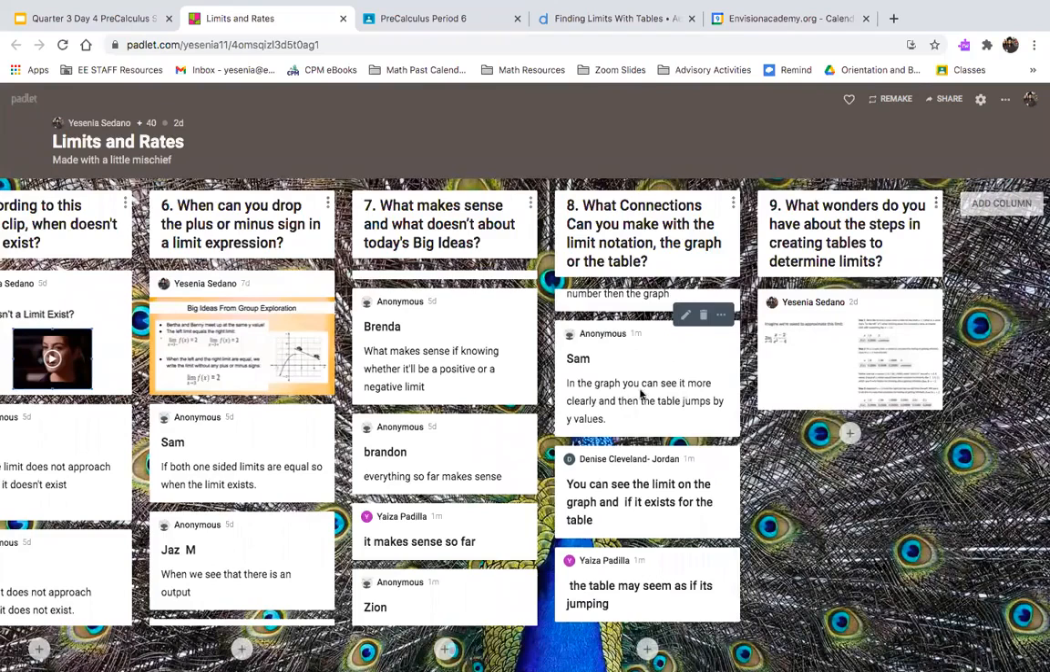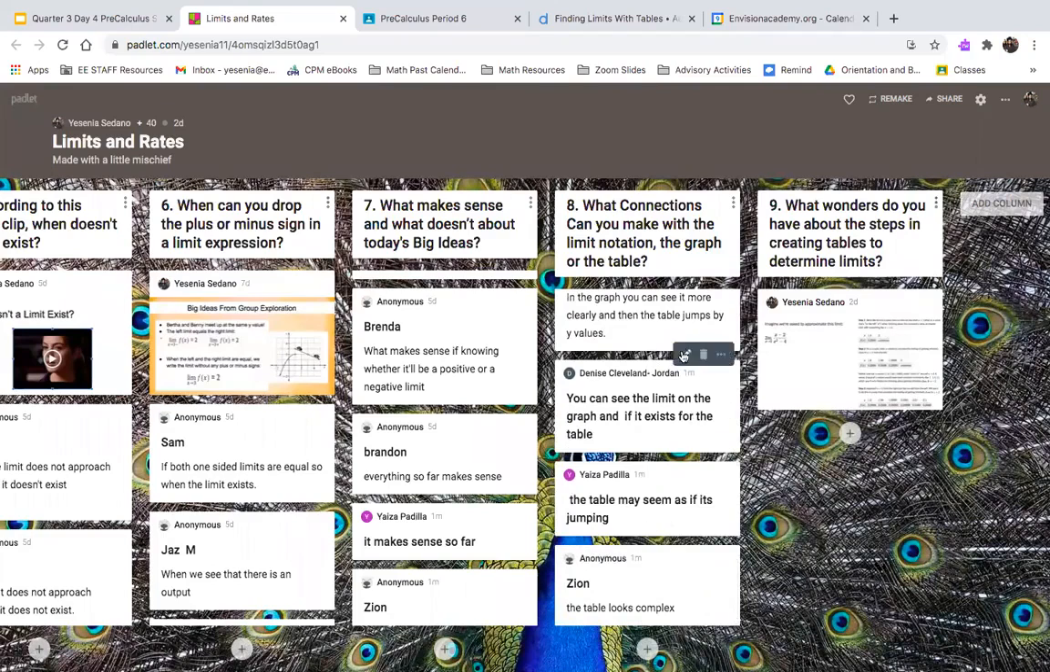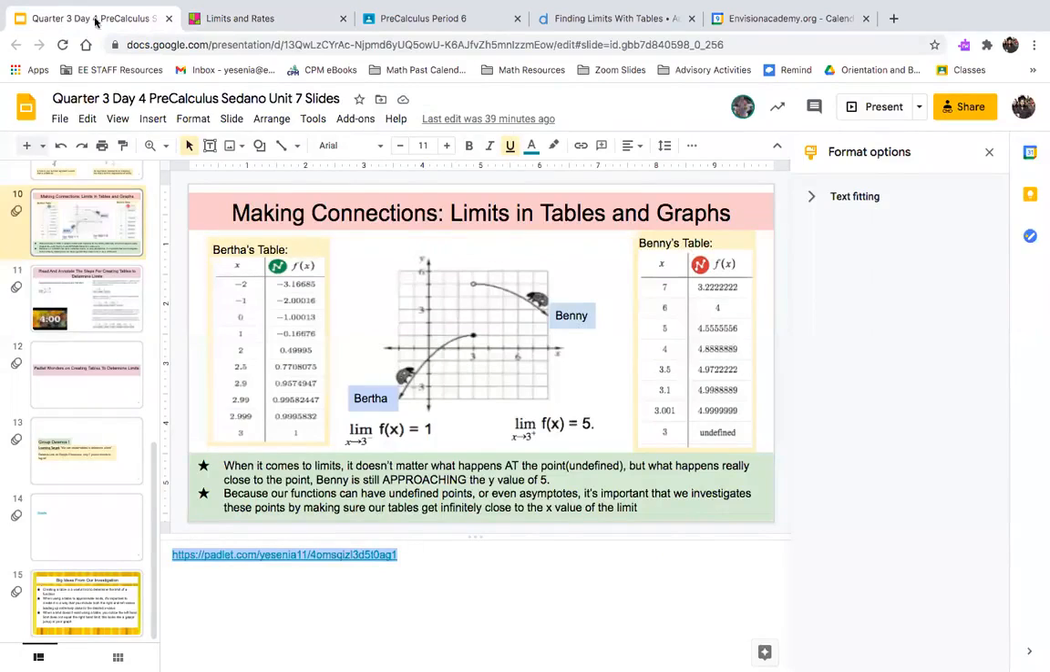And it says that in the graph, you could see it clearly, and in the table, it jumps by the y values. Yeah, I see 2 of you mention the jumping part, so that's interesting. And then you could see the limit on the graph and if it exists for the table. And then the table looks complex. Don't worry, we're going to get some instruction on how to actually make these tables. So it shouldn't be too scary, I'm hoping.